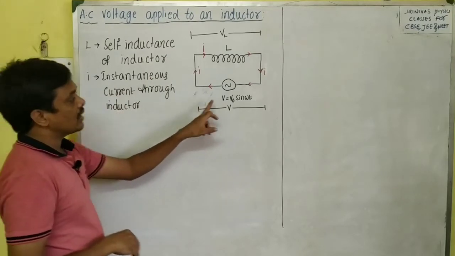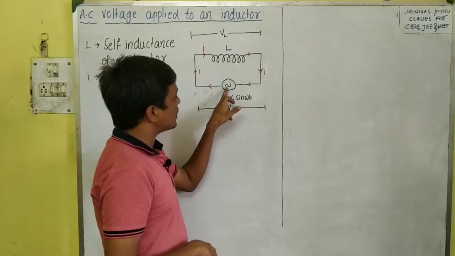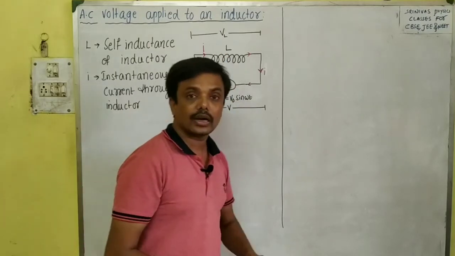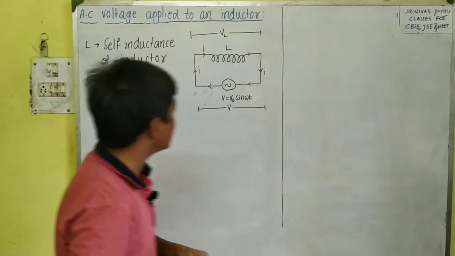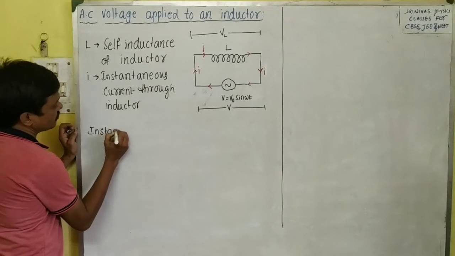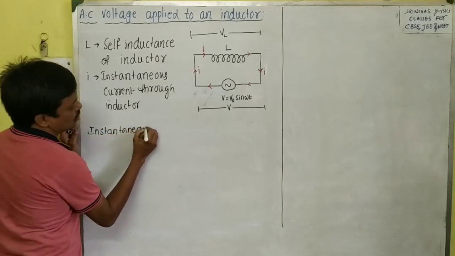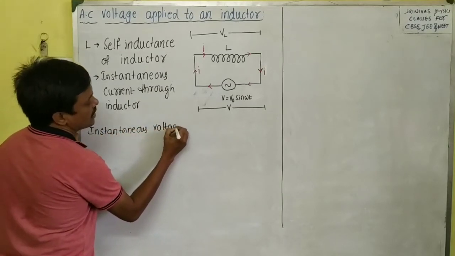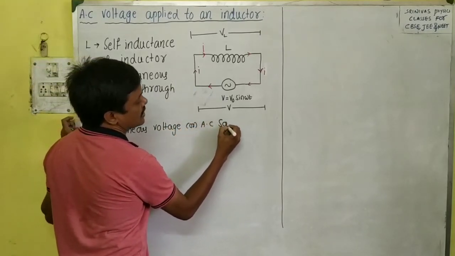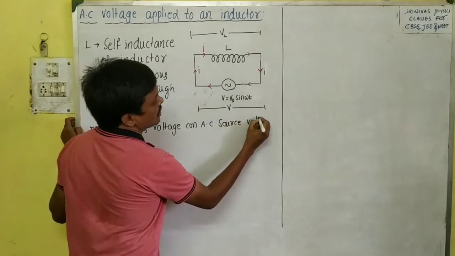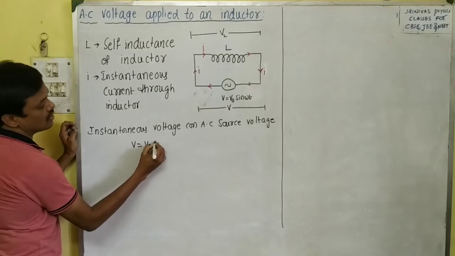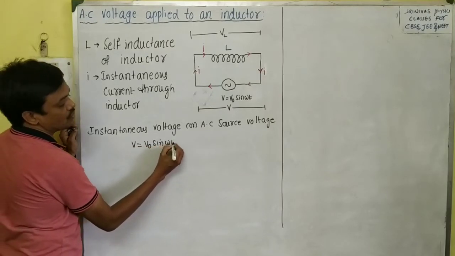Now here the source applies the alternating voltage, that is V0 sin omega t, to the inductor of inductance L. Let us see here the instantaneous voltage. Instantaneous voltage means voltage at any instant of time that is applied to the inductor, or this we can write as the AC source voltage. From the figure, the AC source voltage is V is equal to V0 sin omega t. Every time it is fixed.